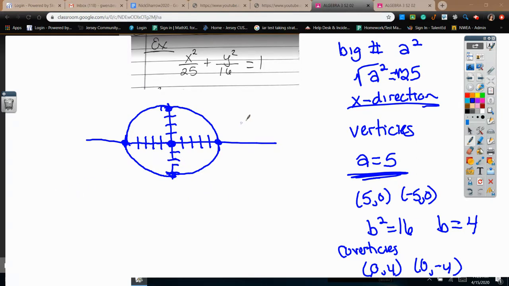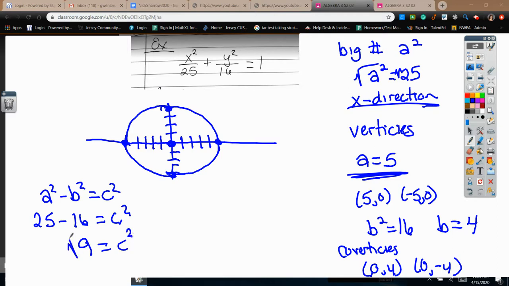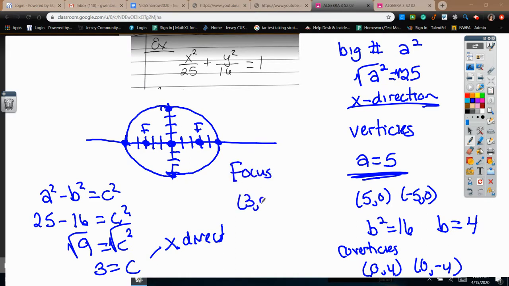So to find out c, we're going to do a squared minus b squared equals c squared. So a squared is the big number, minus 16 equals c squared. 9 is c squared. And this is nice because it's a nice number. A lot of times it's going to be a square root, guys. So 3 is c. The foci is where the eyes would be. Okay, so it's going to be in the x direction. So you're going to count 3 from the center in each direction for Stewie's eyes. And the focus is going to be 3, 0, and negative 3, 0.